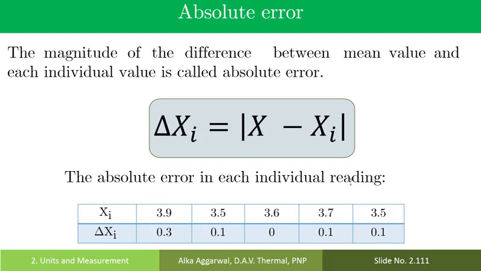Here the true value is 3.6. The difference between the true value and the measured value is 0.3. 3.6 minus 3.5 is 0.1. Here we are dealing only with the magnitude. We are not considering the sign. That's why 3.7 minus 3.6 is 0.1 and 3.5 minus 3.6 is also 0.1.